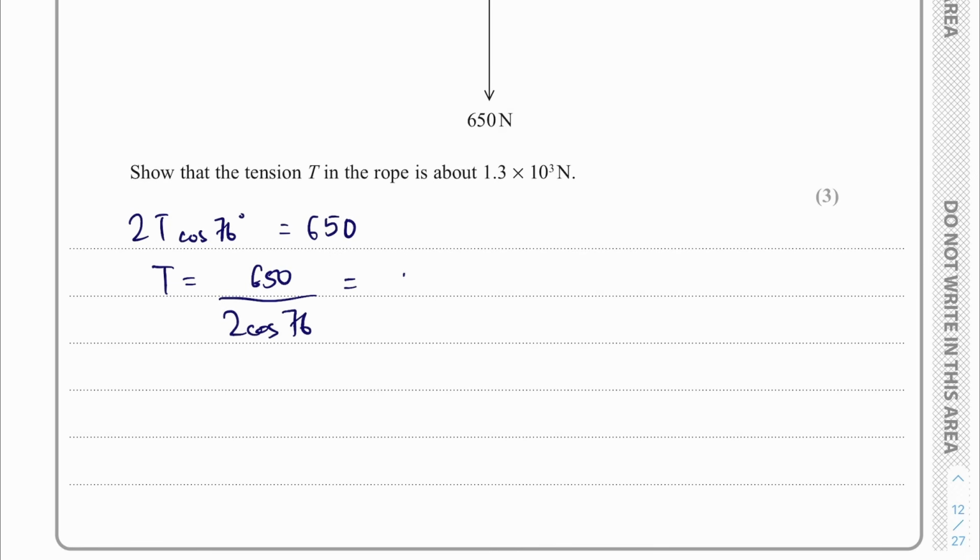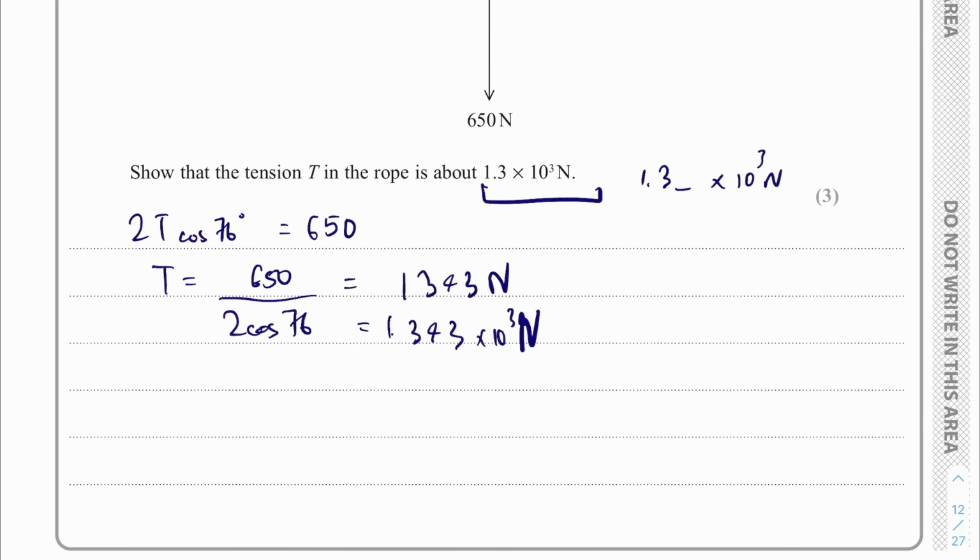And this is 1343 newtons, which is the same thing as saying 1.343 times 10 to the power of 3 newtons. And what did we say? To show it's about something, we need to show the answer to one more significant figure, 1.3 times 10 to the power of 3 newtons. So T equals 1.34 times 10 to the power of 3 newtons. Alright, so that's the answer.